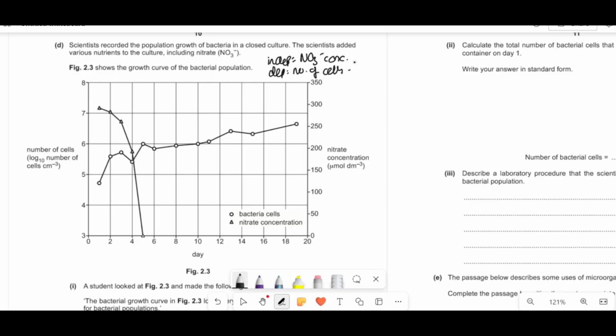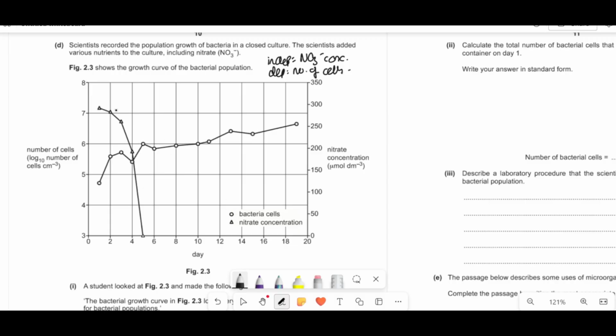Now this is a very nasty graph to interpret, but if you do it step by step, it's not too shabby. What they're doing is looking at how things are changing with time. So as time goes on, pick a graph and do it one by one. Bacterial cells are circles, so you're going to use this axis, right? So as time goes on, the bacterial cells go up, and then a bit down, and then up, and then they go up and up and up like that, right?